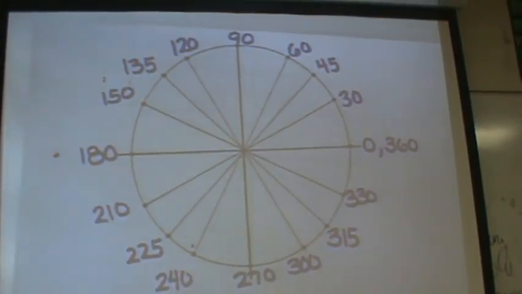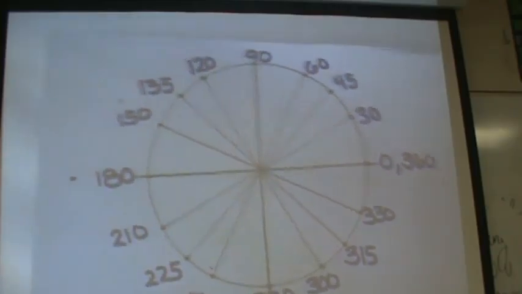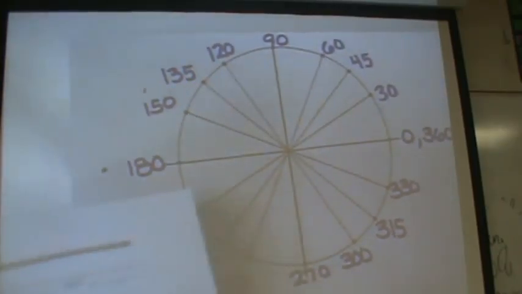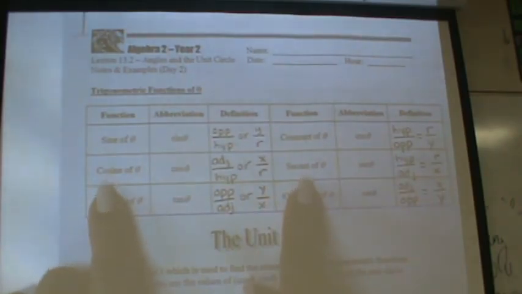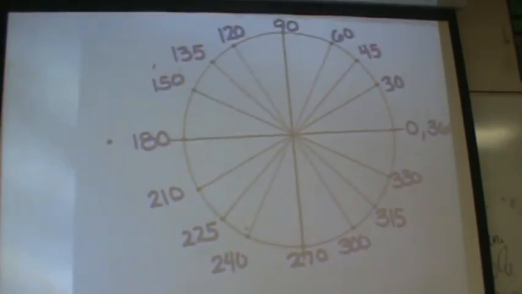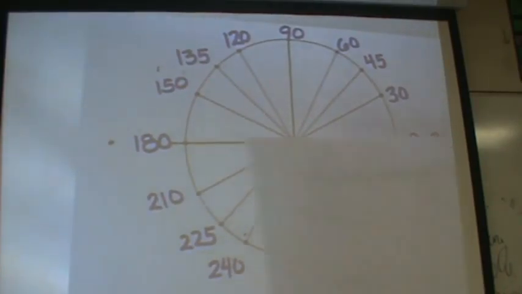Okay. Now, you need to understand, sine is opposite over hypotenuse, or y over r. Cosine is adjacent over hypotenuse, or x over r. Tangent, opposite over adjacent, y over x. And then these are your reciprocal ones. So you've got sine and cosecant, cosine and secant, tangent and cotangent. Okay? So now let's go to the back side.